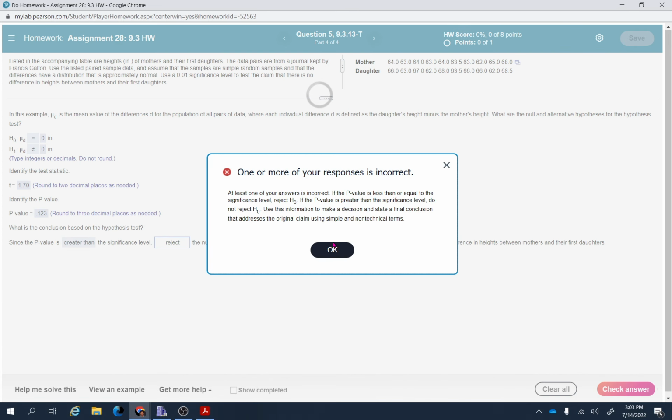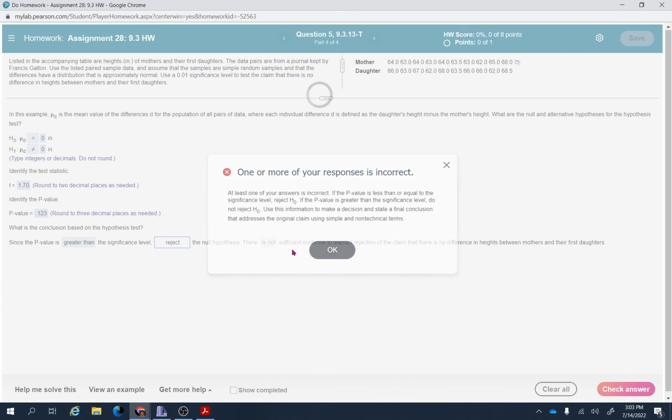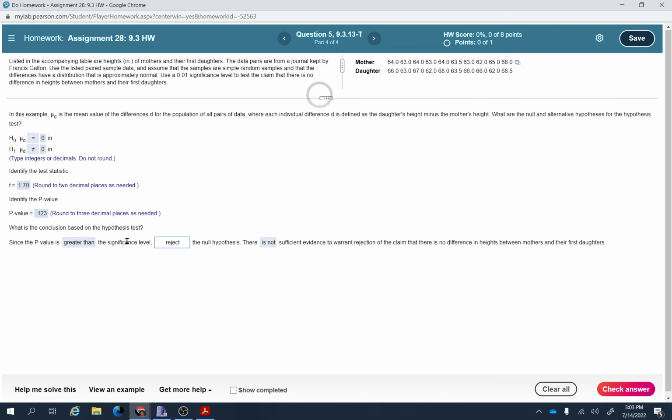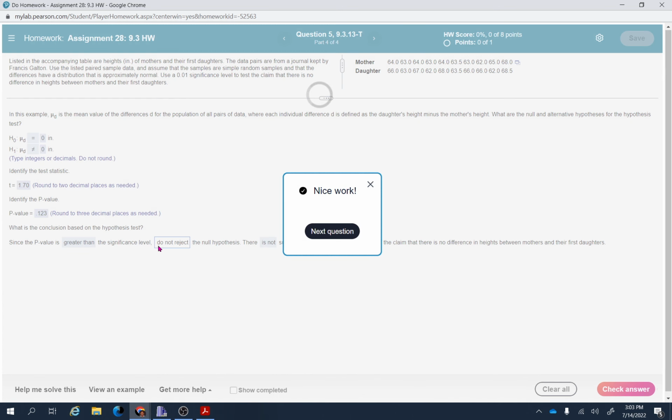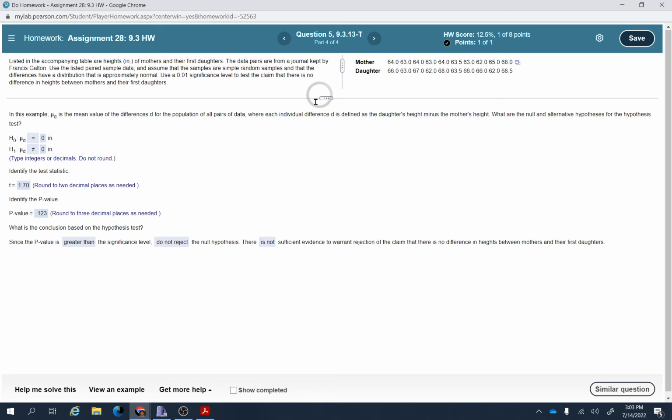Let's check it. Since the p-value is greater than the significance level, this is right because this is greater than 0.01, comma, do not reject the null hypothesis. There is not sufficient evidence to warrant rejection of the claim that there is no difference in height between mothers and their first daughter. Yes, so that's the right choice: do not reject. So in this way, you can solve this type of problem.